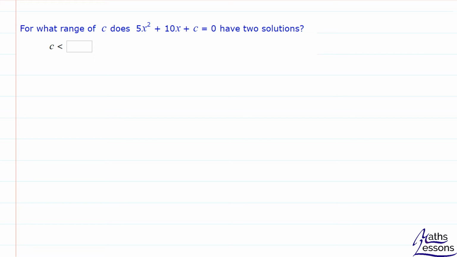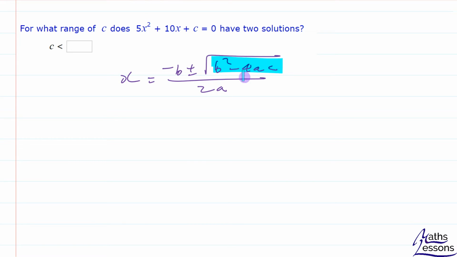Sorry about that. Took a bit long. Okay, so what we got here is, if you want to have 2 solutions, then in the quadratic formula, minus b plus or minus the square root of b squared minus 4ac, all over 2a, that's what gives us our solutions. This is the bit which decides how many. If b squared minus 4ac is greater than 0, that'll give us 2 solutions.